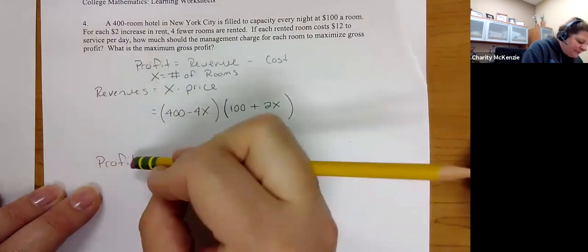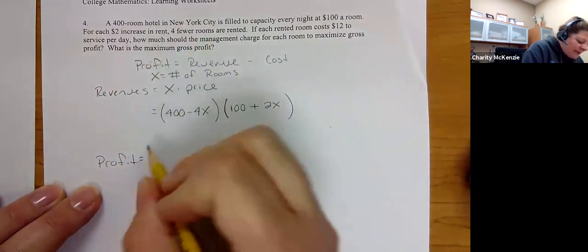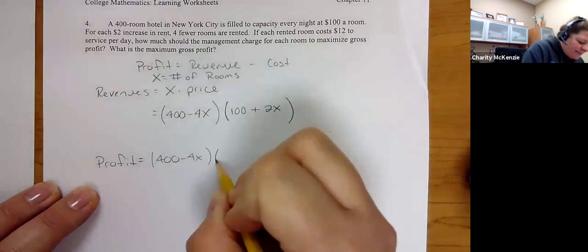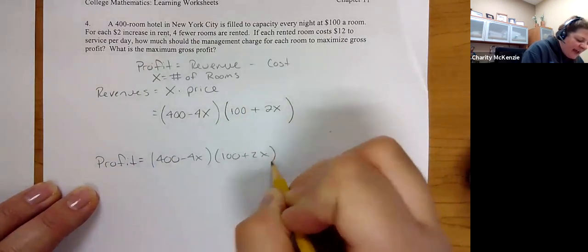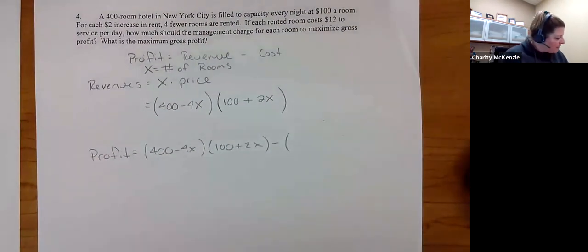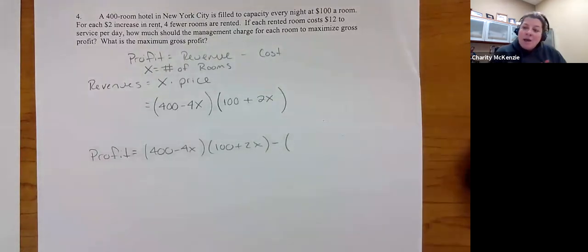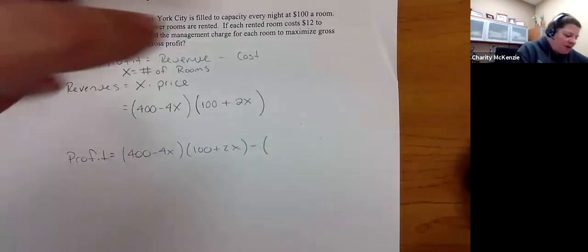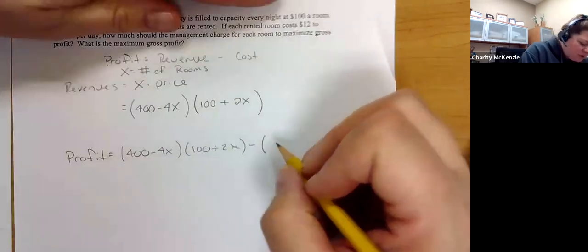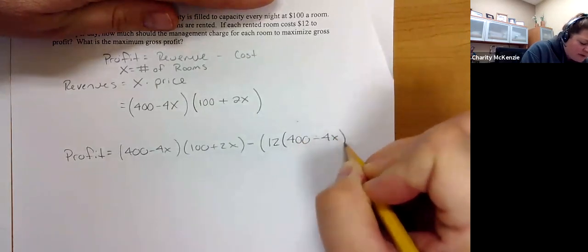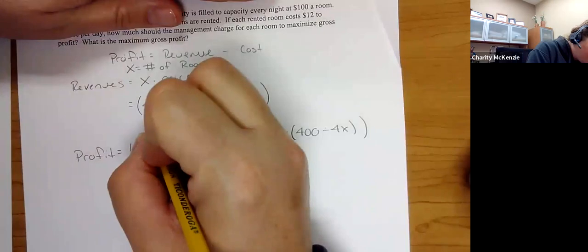Okay, so our profit is going to be revenue, which we know is 400 minus 4X times 100 plus 2X. And then we're going to subtract cost. Our cost is $12 per room. We already stated how many rooms by this. So it's $12 times 400 minus 4X, because this is your number of rooms.